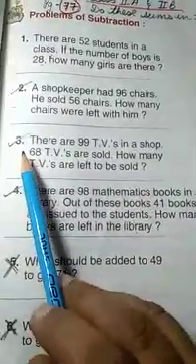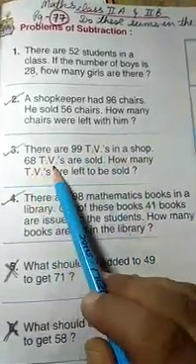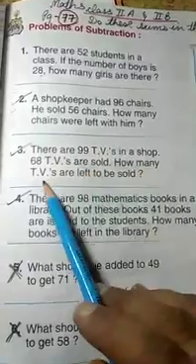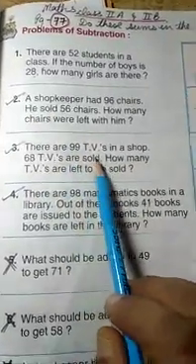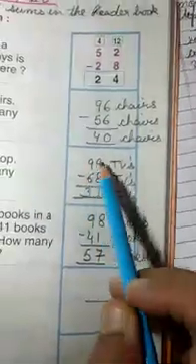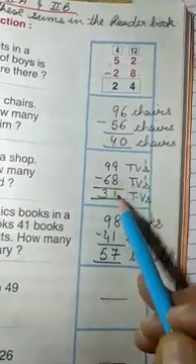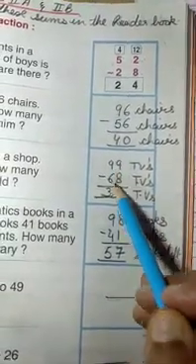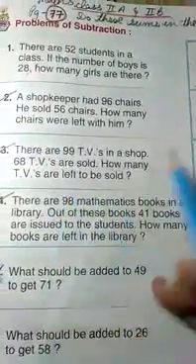Moving on to the third sum. There are 99 TVs in a shop. 68 TVs are sold. How many TVs are left to be sold? Again, this was the question we have already done in the Maths 1 CW notebook. It goes like this. 99 TVs minus 68 TVs. 9 minus 8 will give you 1 and 9 minus 6 will give you 3. So 31 TVs are left to be sold.